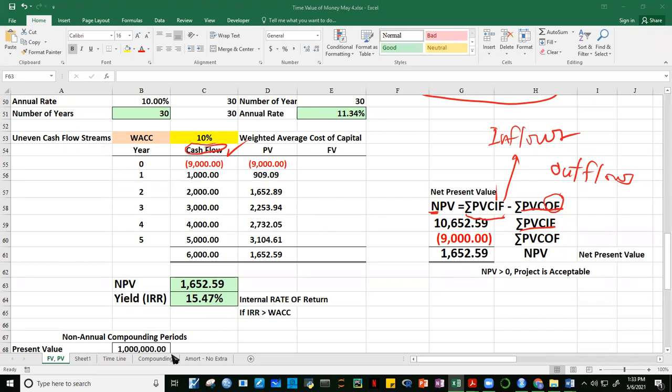Sabi ni NPV, go with the project kasi greater than 0 yung NPV. Sabi naman ni IRR, no, don't push through with the project kasi yung IRR natin less than WACC. Okay. Who do you think should we follow? Sino masusunod, guys? Thank you, Hans, sa pagsagot ha. However, ang masusunod, guys, lagi si NPV. Always masusunod si NPV.